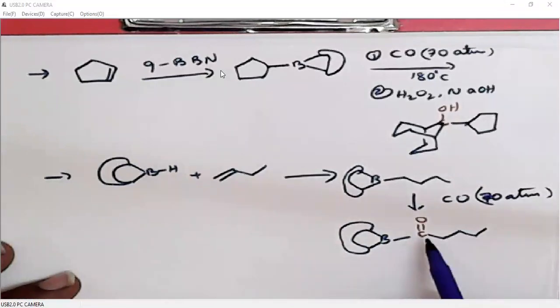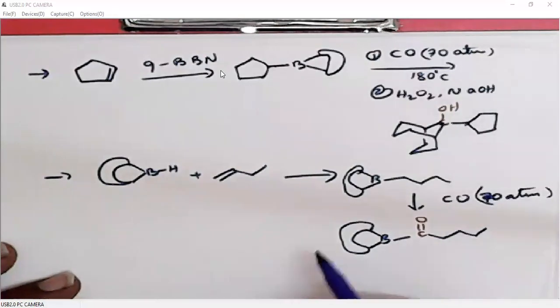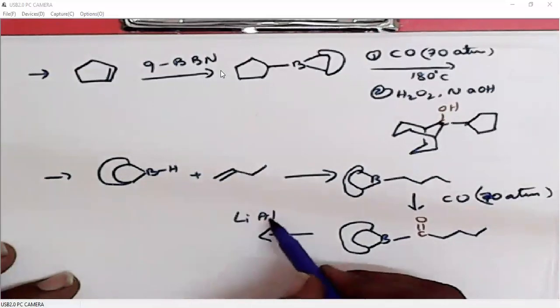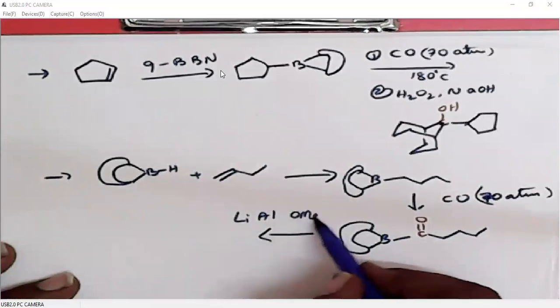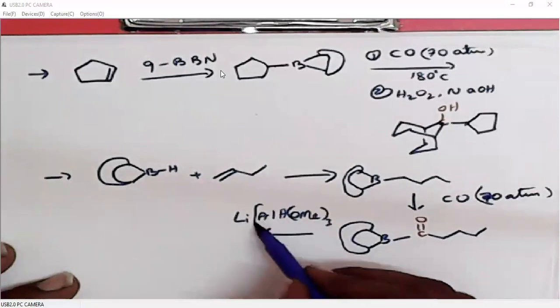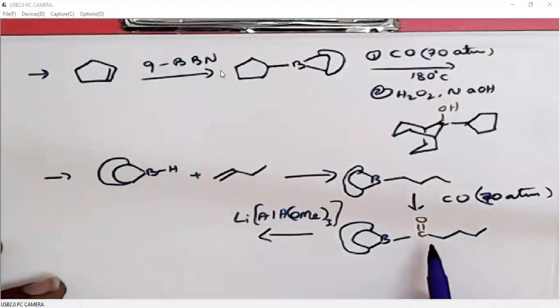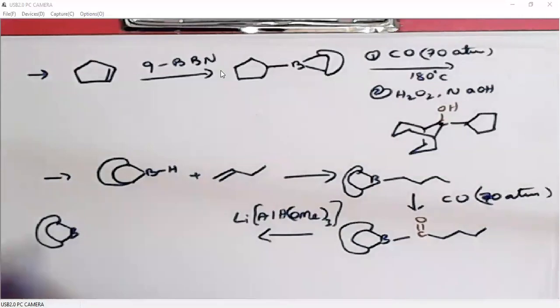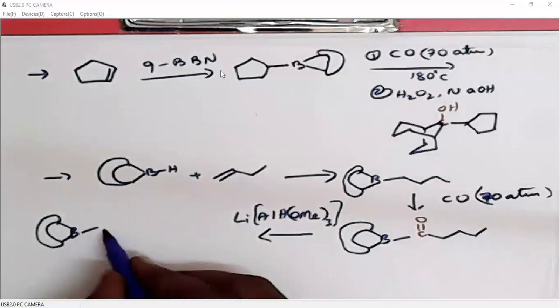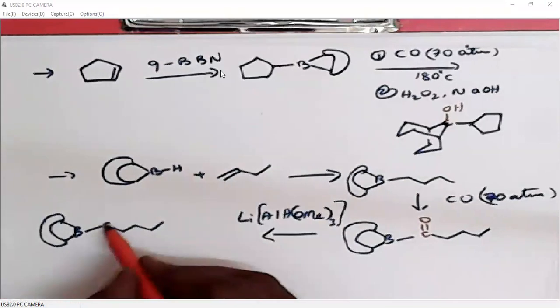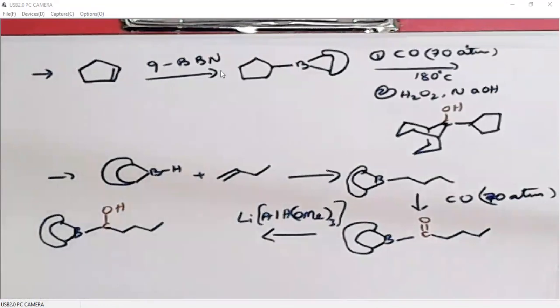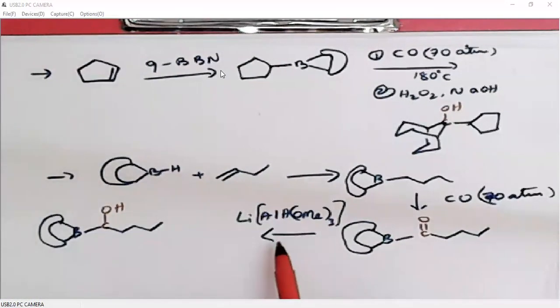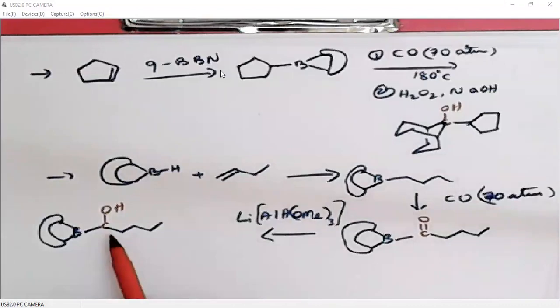When we oxidize it, it will give a carboxylic acid. We can also do reduction when we use lithium trimethoxy aluminum hydride. So this carbonyl will undergo reduction, and it generates an alcohol. When this carbonyl is reduced with lithium trimethoxy aluminum hydride, it gives an alcohol.